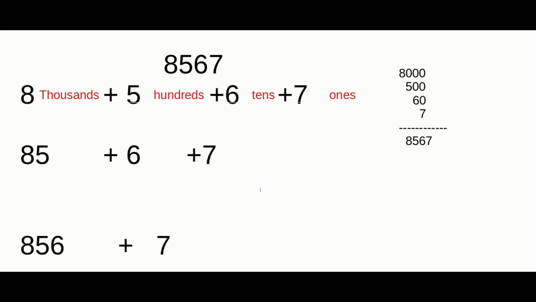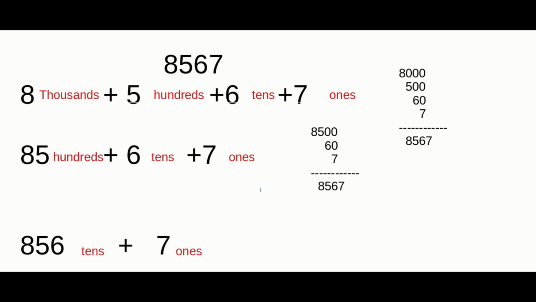Okay. Then the next splitting: 85 hundreds. 5 is in the hundreds place, so 85 hundreds, 6 tens and 7 ones. 85 hundreds means 85 into 100, that is 8500. 6 tens means 6 into 10, that is 60. 7 ones, 7. Then adding, we will get 8567.